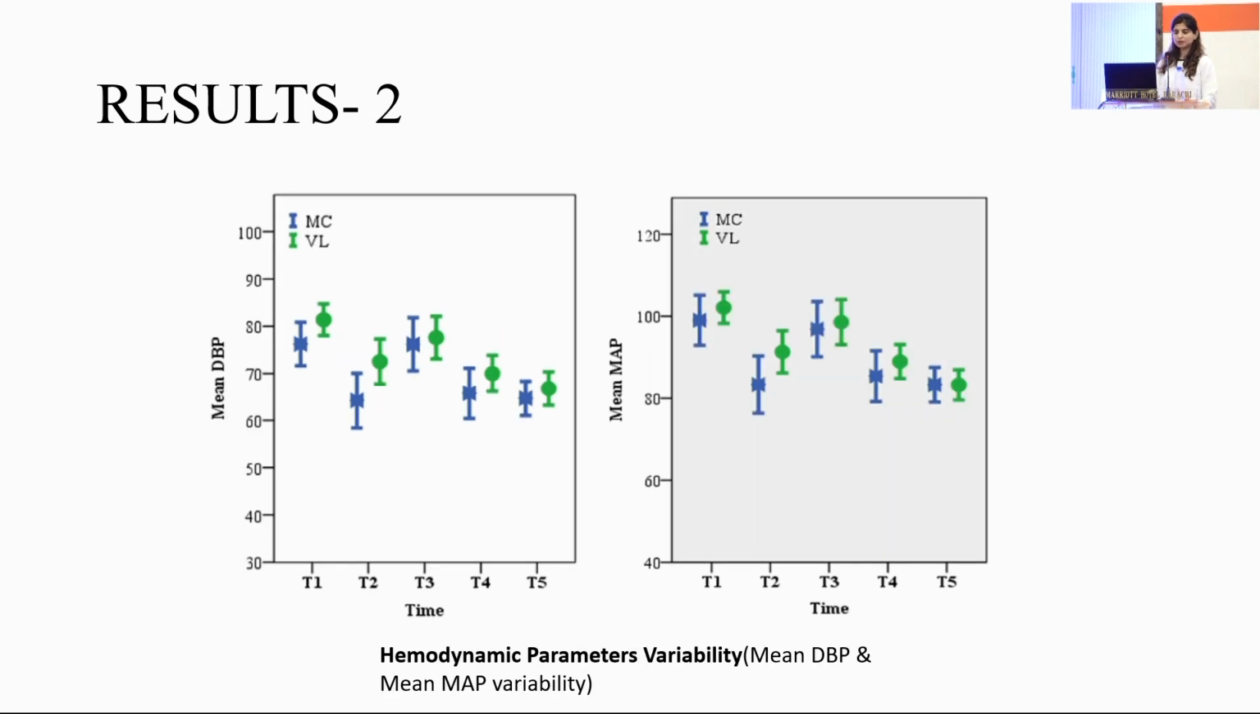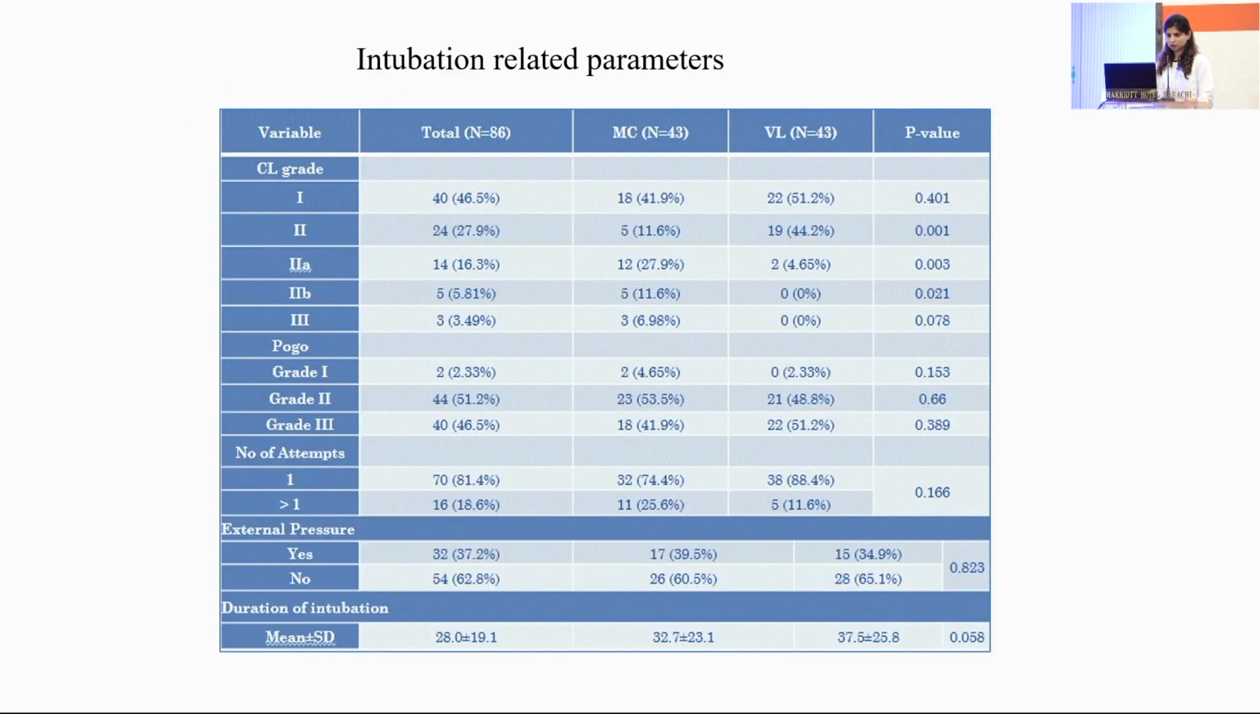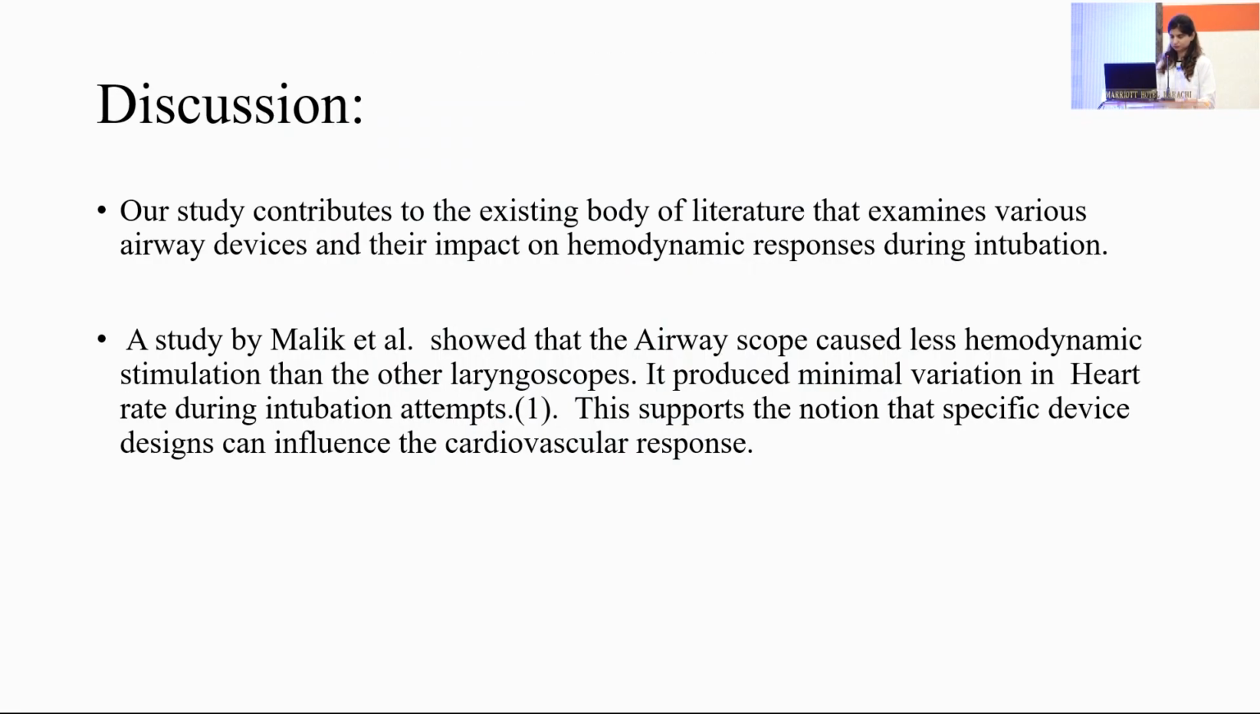This is the hemodynamic parameters variability, mean diastolic blood pressure and mean arterial blood pressure variability. There was no statistically significant variability across both groups. These are the intubation related parameters. As you can see, external pressure required for intubation was slightly lower in patients who were intubated with video laryngoscope. However, the duration of intubation is slightly prolonged in patients who were intubated using a video laryngoscope blade.